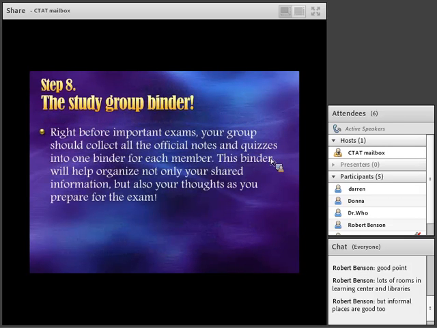So step 8 is where we take printouts of all those emails, printouts of the quizzes, printouts of the notes, and we put them into a binder that we can then not only share to study for finals and midterms and things like that, but that we can turn into our instructor, as this is the product of our study group. This is proof that we planned, that we were organized, that we created quizzes. Here's what we were studying.